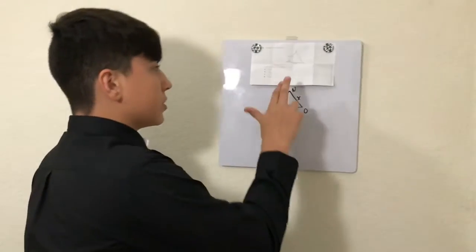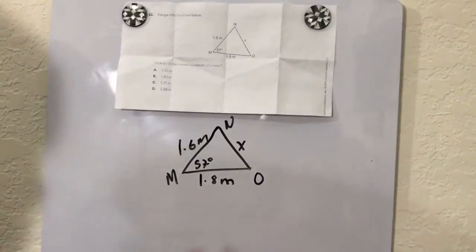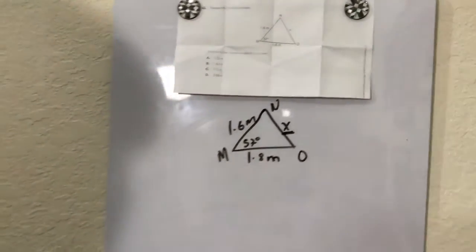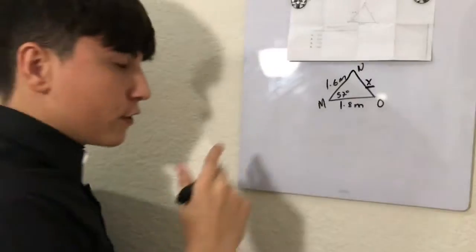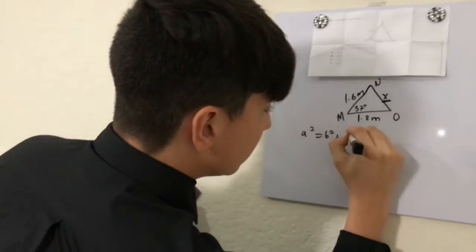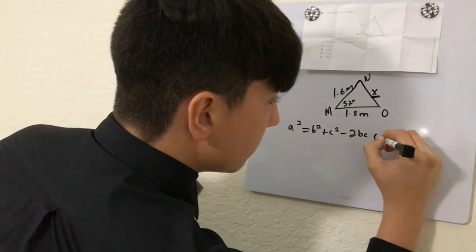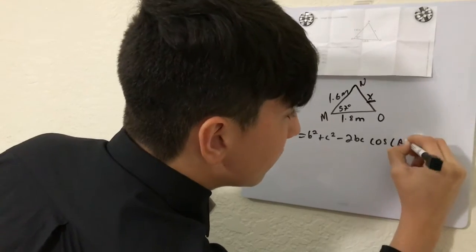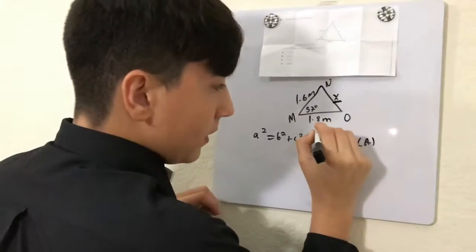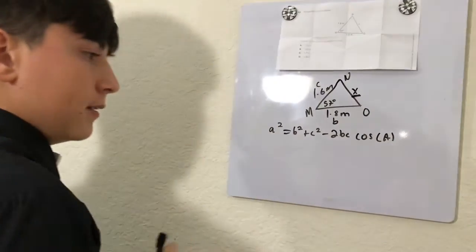Now back to our question. Here we have triangle MNO. I already have it drawn out for you, and we need to find x. In order to find x, we're going to use the law of cosines, which would be a squared equals b squared plus c squared minus 2bc times the cosine of A. Now, to plug everything in, we have to obviously label. Let's have 1.8 be b, and 1.6 be c.